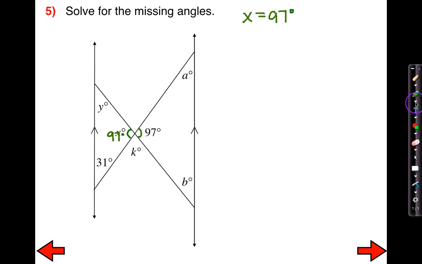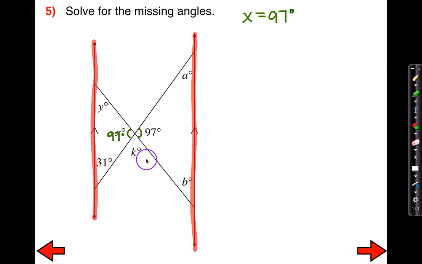Now, I do want to recognize these little tick marks on the lines. Those tick marks tell us that this line here is parallel to this line here. Which means a few things. I do know from parallel lines that corresponding angles are congruent, that alternate interior angles are congruent, and alternate exterior angles are congruent, as well as same side interior angles are supplementary.